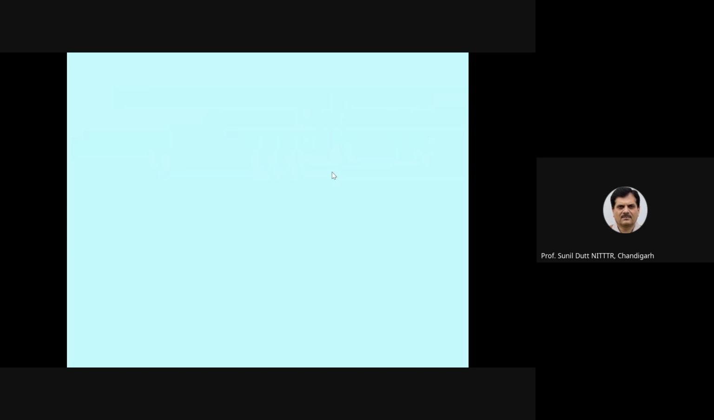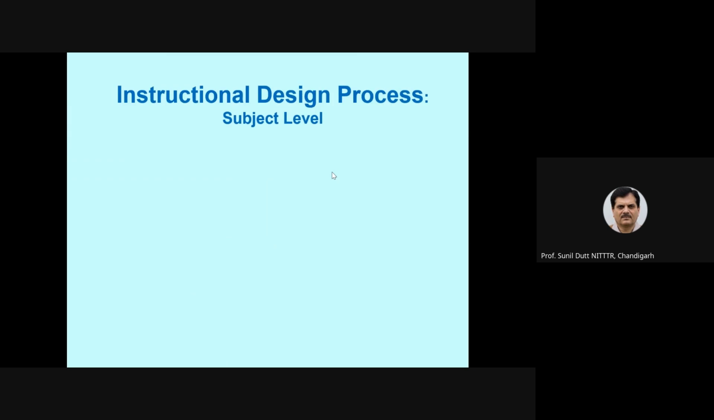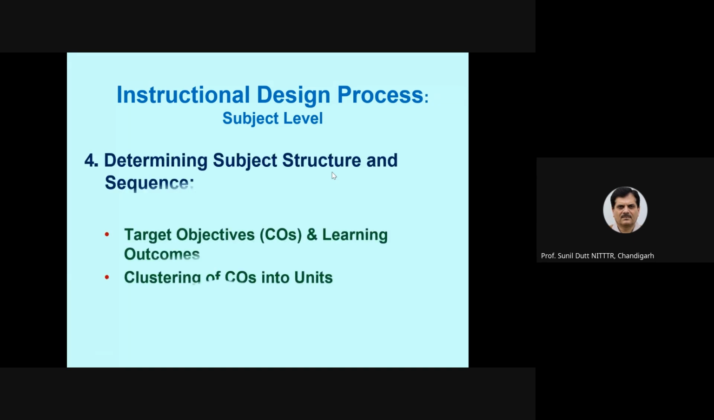Now, the next, we are moving towards the activities required at the subject level. The first three activities were at the program level, now at the subject level, determining the subject structure and sequence. You pick up one subject, you need to write the general objective and the learning outcome.